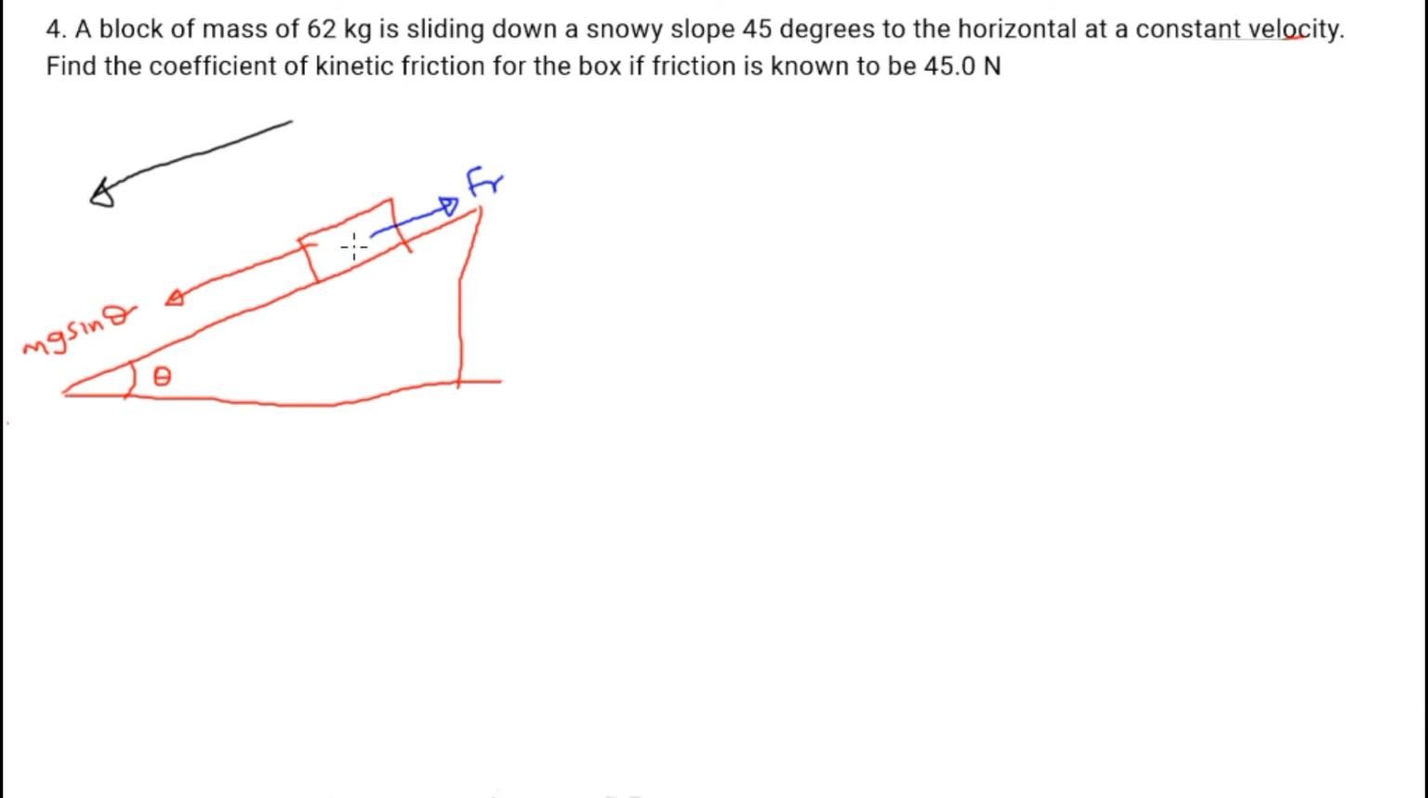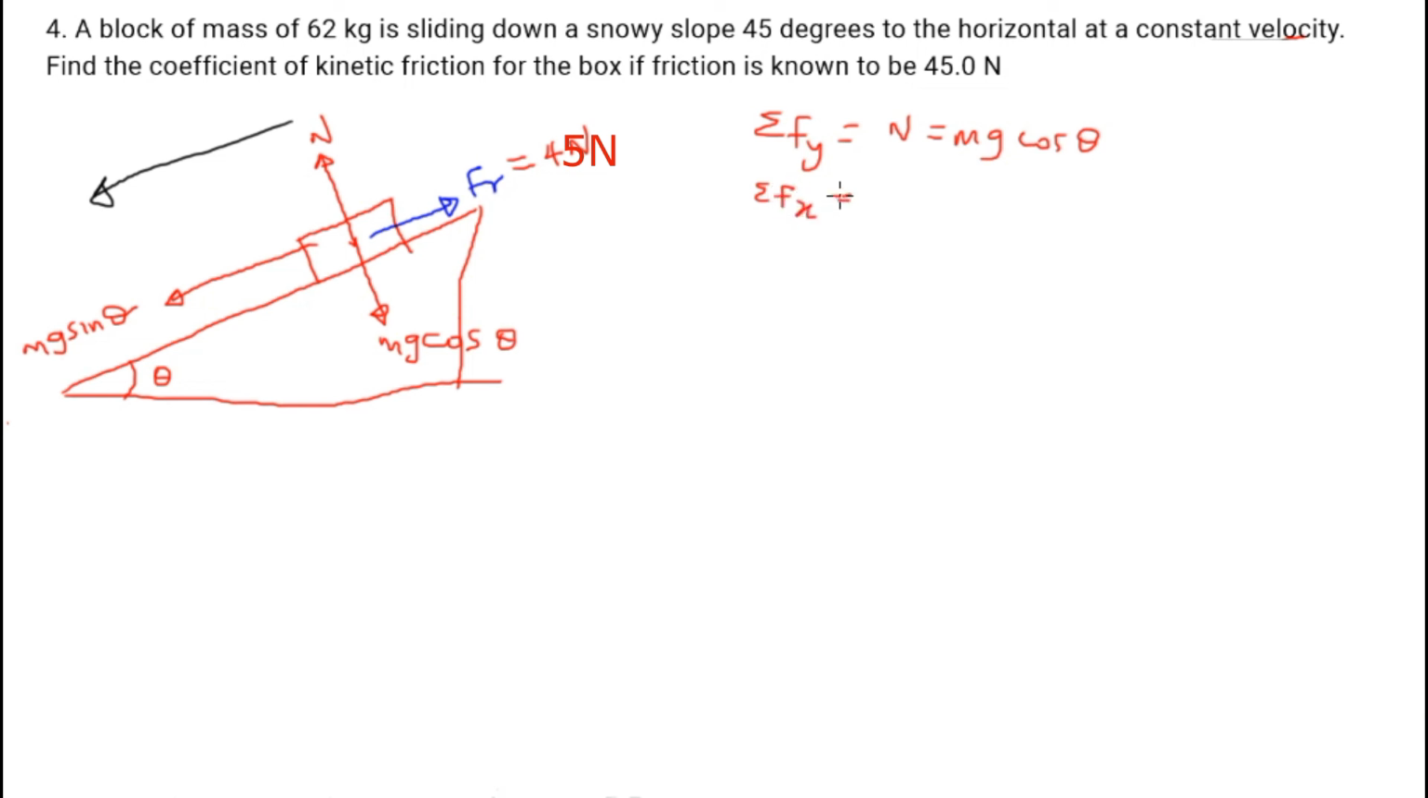Then there will be a normal force now, which is supposed to be mg cosine theta, and then the other normal force, which is n, the normal. The frictional force here is given as 45 Newton. On the y-axis component of the object, n is equal to mg cos theta, for reasons that I already explained.